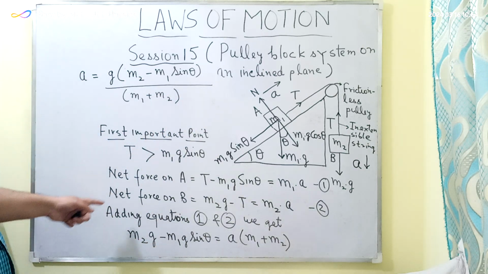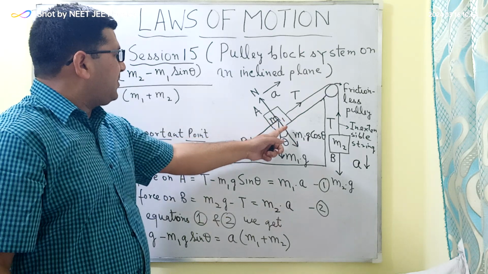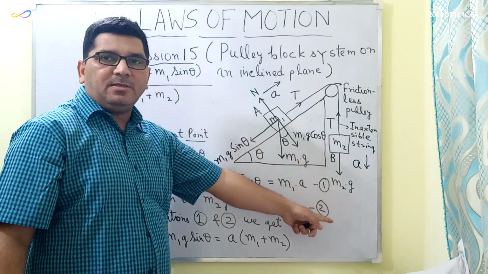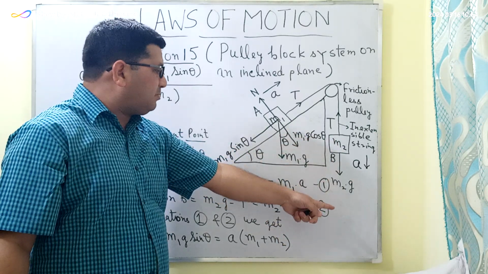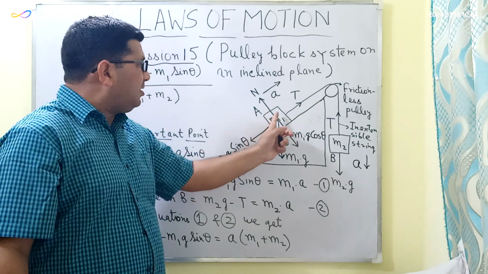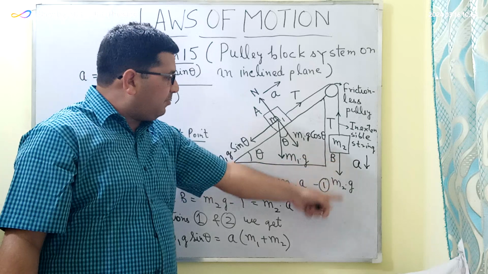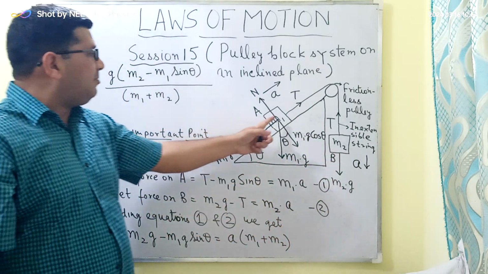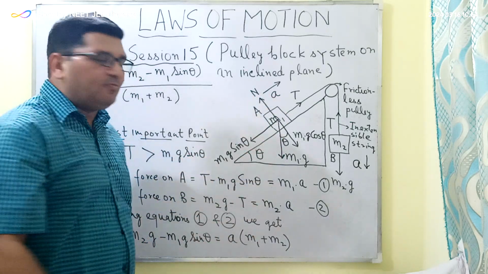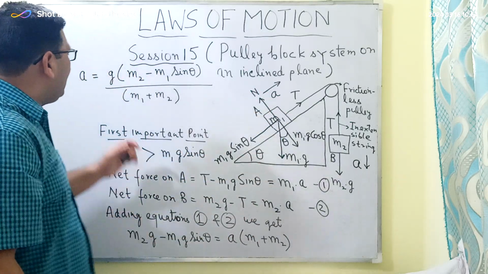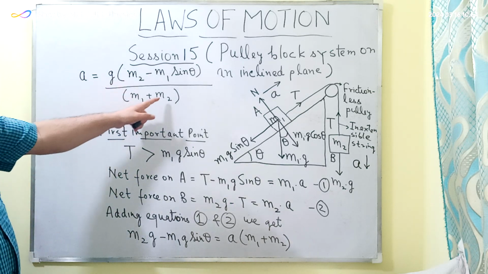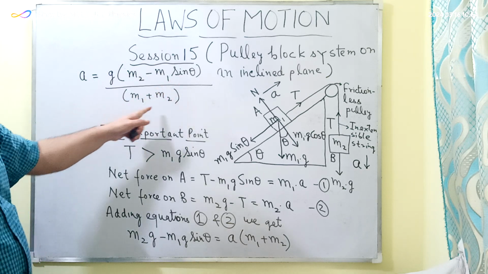So the common acceleration of these two blocks, when block B is moving downward, means that block m1, this block A, will be moving in the upward direction. When the block B is moving in the downward direction, then the block A will be moving in the upward direction. Both these blocks will be moving with a common acceleration, and the value of that common acceleration is equal to g, in bracket, m2 minus m1 sine theta, divided by m1 plus m2.